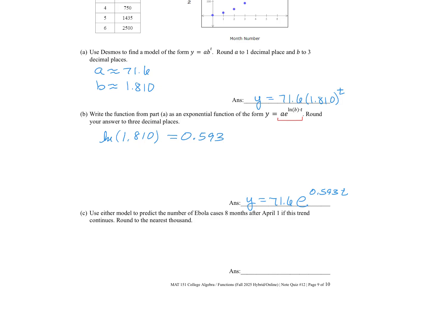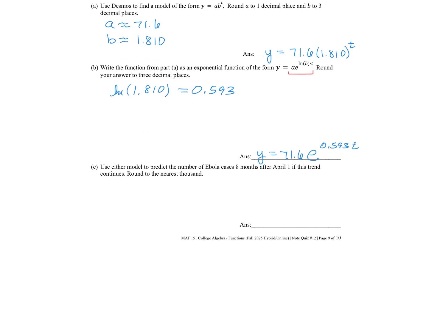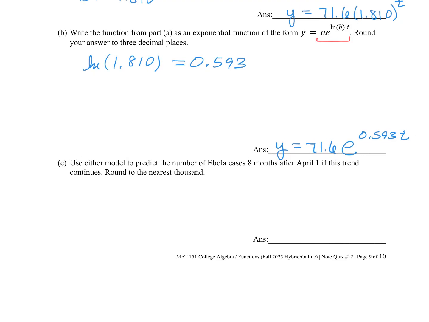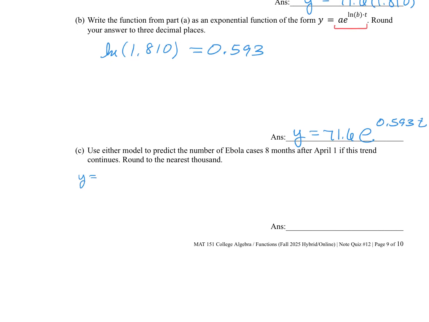The next thing I want to do is make a prediction. So I'm going to use the first model because I like it more. Again, the model from the first problem is 71.6 times 1.810 to the t. So they want us to make a prediction for 8 months. So that's going to be y is approximately 71.6 times 1.810 raised to the 8th power. And that'll give you approximately 8,000 cases of Ebola for this problem.